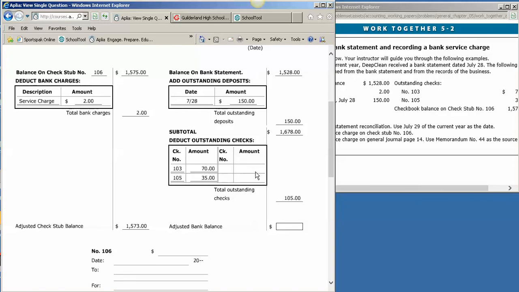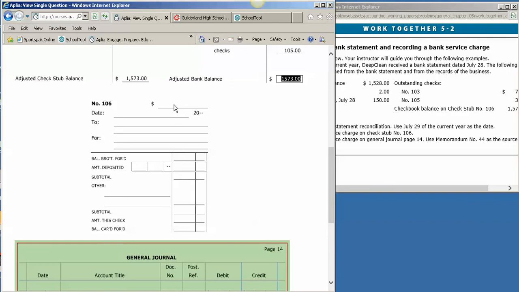Now, if these are outstanding, which means they have not been cashed, we've issued them, we sent them to other parties, and they've not been cashed, we need to subtract that because the bank thinks that we have that $105 in our bank account, but we really don't. So we need to subtract that out. And when we subtract it, that brings us to $1,573, and now our two balances balance. They equal each other. Then we would compare this amount later on with other information.